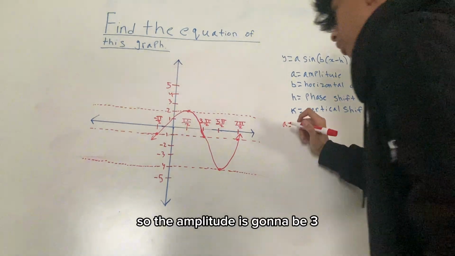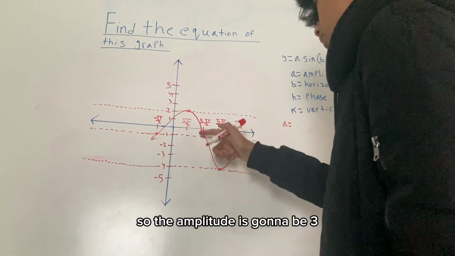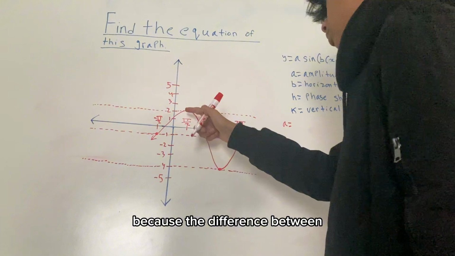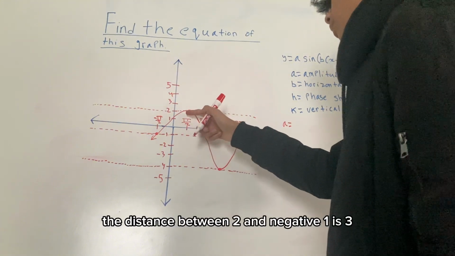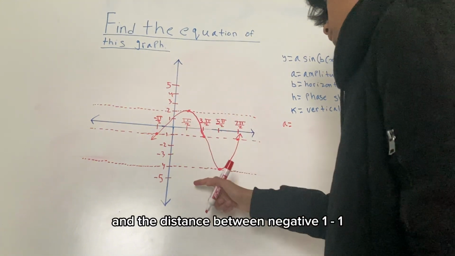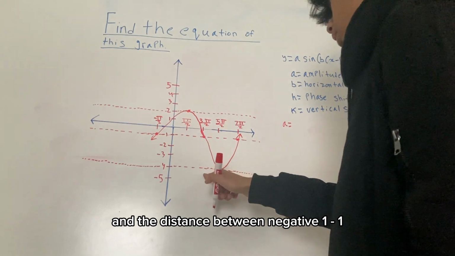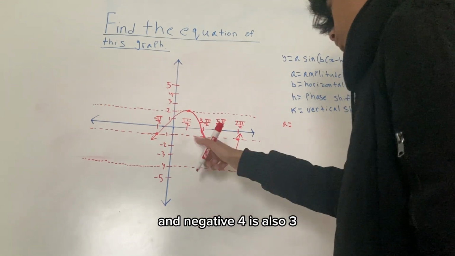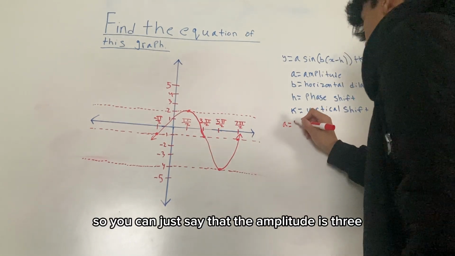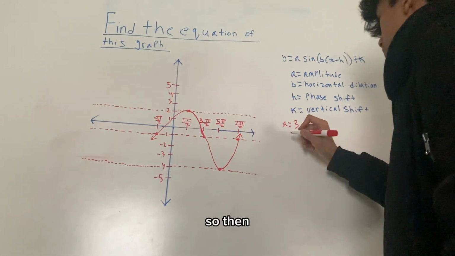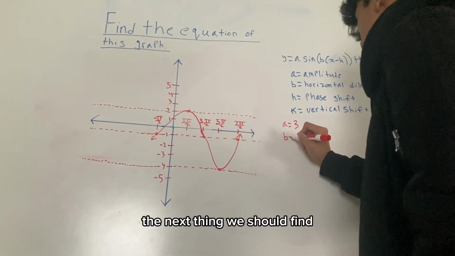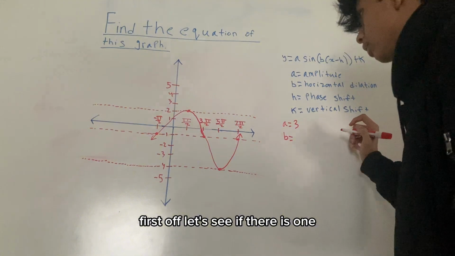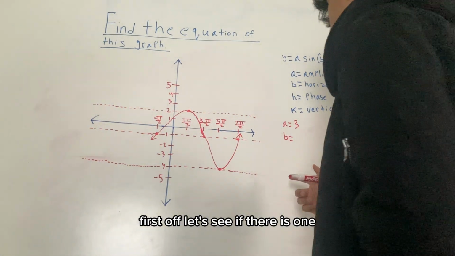So the amplitude is going to be 3, because the distance between 2 and negative 1 is 3, and the distance between negative 1 and negative 4 is also 3. So we can just say that the amplitude is 3. Then the next thing we should find is the horizontal dilation. First off, let's see if there is one.